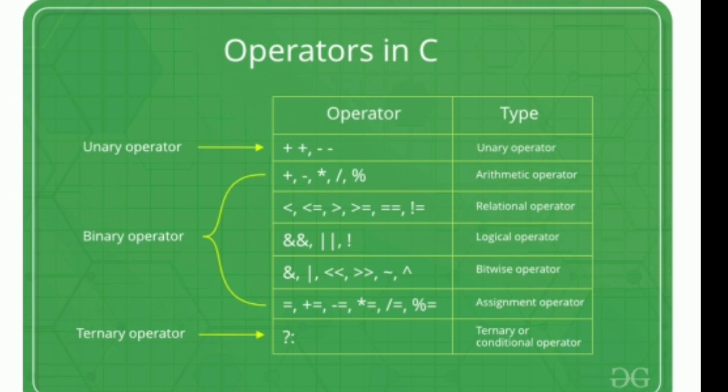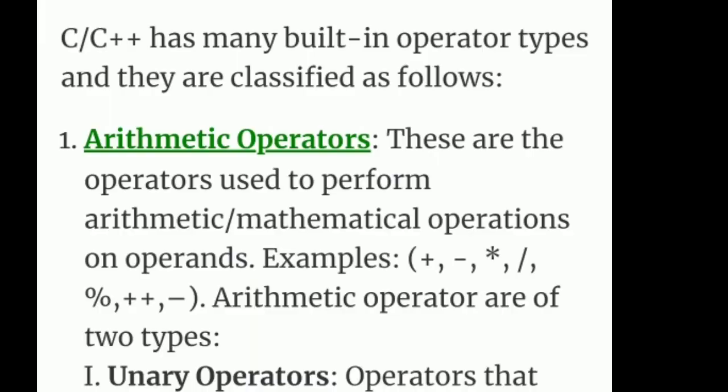Then you have some relational operators. A relational operator checks the relationship between two operands. If the relation is true, it returns 1. If the relation is false, it returns 0. Relational operators are used in decision making and loops. What are the relational operators? Double equal, greater than, less than, not equal, greater than or equal, less than or equal. These are the operators.